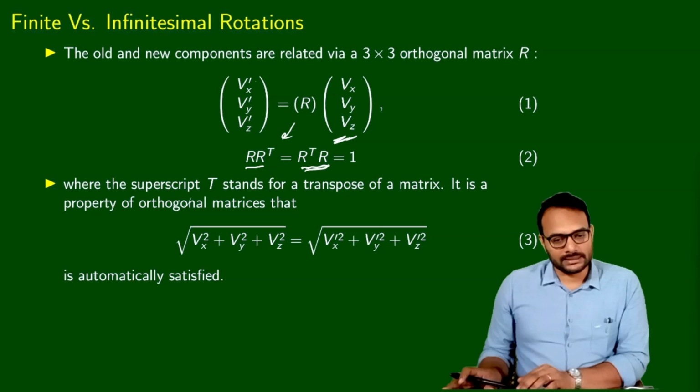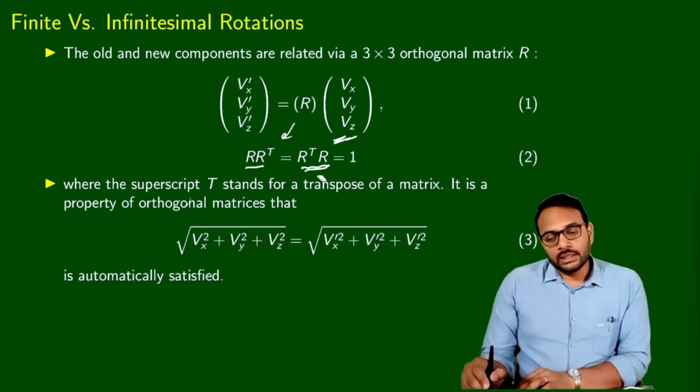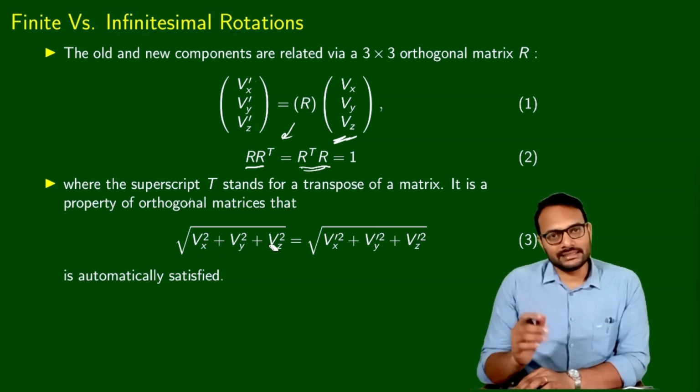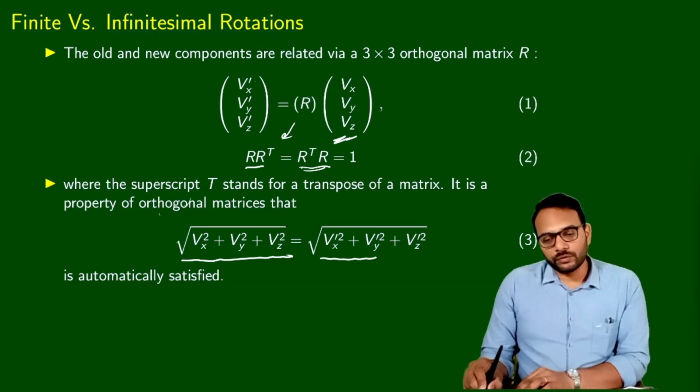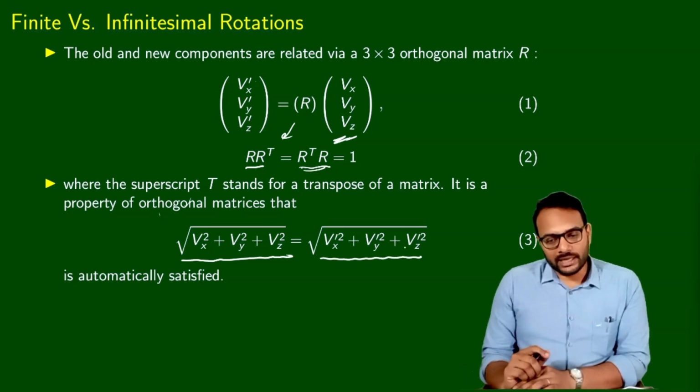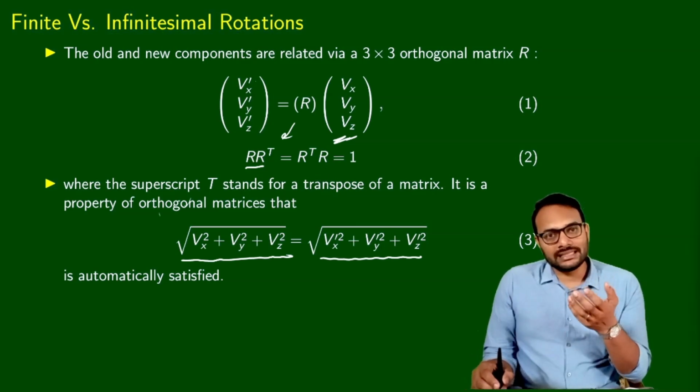the identity matrix. Now, if these matrices are orthogonal, it's easy to show that the length of the vector remains unchanged under a rotation. That is, square root of Vx square plus Vy square plus Vz square is equal to square root of Vx prime square plus Vy prime square plus Vz prime square. So the orthogonality of the rotation matrix actually ensures that the magnitude of the vector remains the same under a rotation. In general, the lengths do not change under rotations.